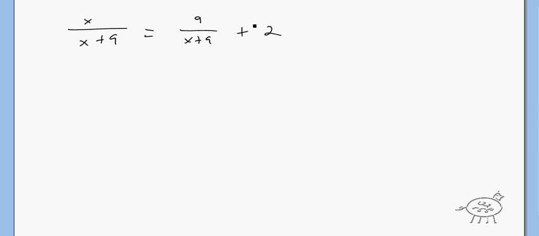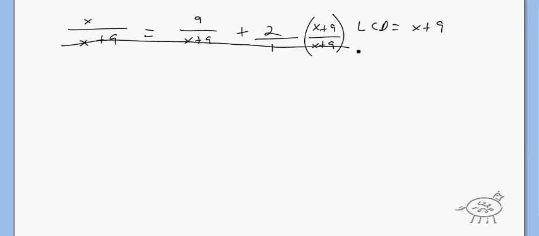Well, what's your LCD? Let's put a 1 underneath here. Well, it's x plus 9. That's actually really easy, right? So LCD is x plus 9. So I'm going to multiply this one by x plus 9 over x plus 9. Alright? So I cross these off because I don't care now about the denominator. And I get x equals 9 plus 2 times x plus 9.